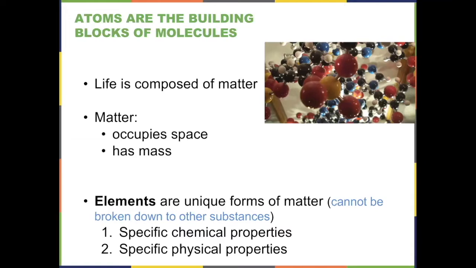Matter is everything around us that occupies space and has mass. Now, if we break down everything to the smallest building block of things that we typically encounter in the world around us, we have atoms, and atoms exist as different elements. So elements are unique forms of matter that cannot be broken down into other substances that have specific chemical or specific physical properties. I like to think of elements as a sort of type of atom.